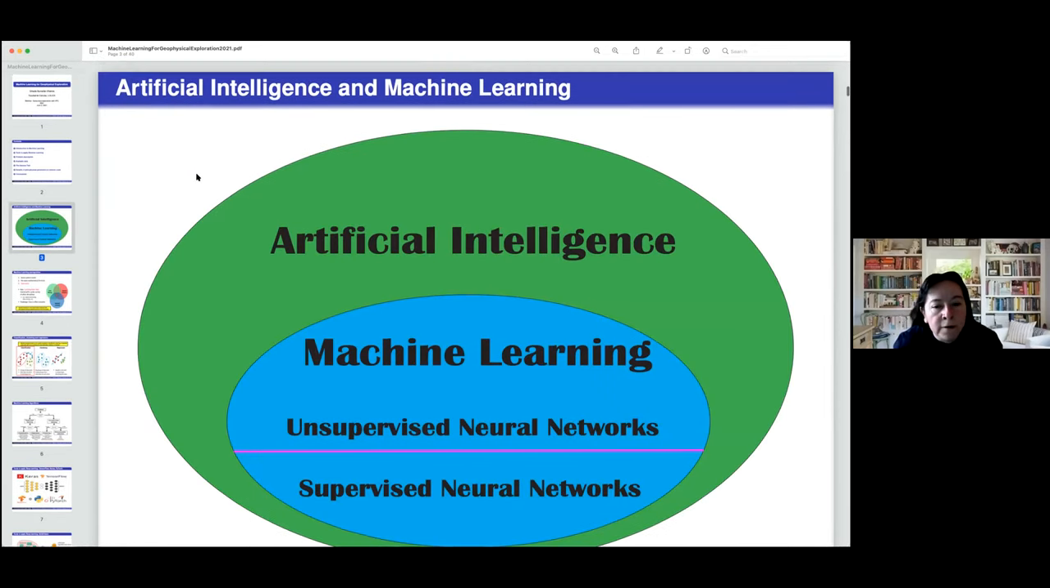First, we should talk about what artificial intelligence is, or even better, machine learning as a subset of artificial intelligence. Artificial intelligence has lots of different methods. They are broader than machine learning. And machine learning is a subset of artificial intelligence. Within machine learning, you can find supervised and unsupervised neural networks.